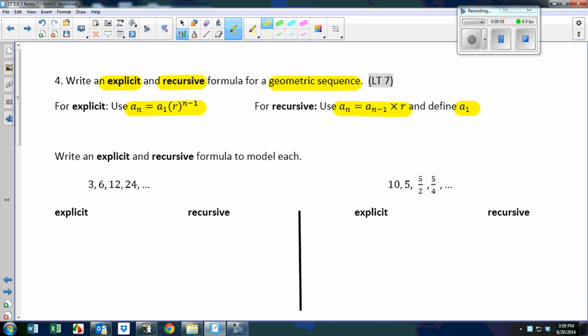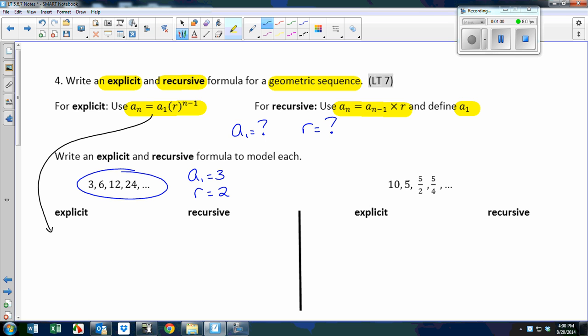But anyways, to write an explicit or recursive formula, all you need for a geometric sequence is the A1 and the R, much like in learning target 4, when you only needed the A1 and the D. For explicit, we'll take this example first. Its A1 is 3, the R is 2, and again, go back to learning target 5 if you have any questions about that. But the explicit formula will just be A sub n equals first term 3 times R, which is 2, to the n minus 1.